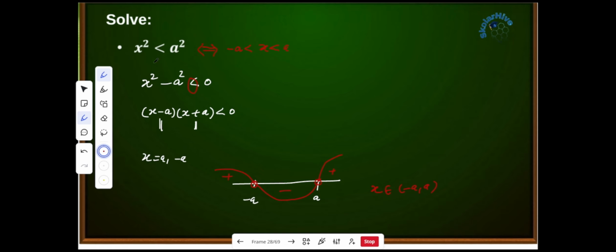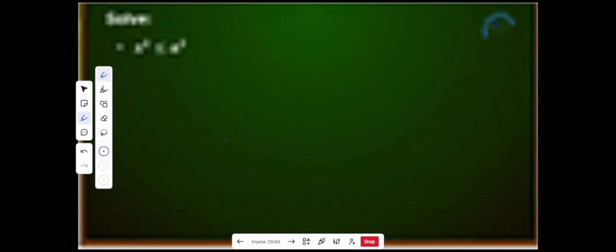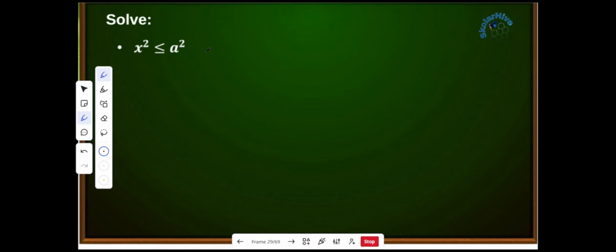But if in place of less than we have the less than or equal to symbol, then the same thing will hold, but we have to just put the equality symbol over here. So just see this, suppose we have x square less than or equal to a square, then in this case what we'll get is that the point a will also be included, as well as minus a.